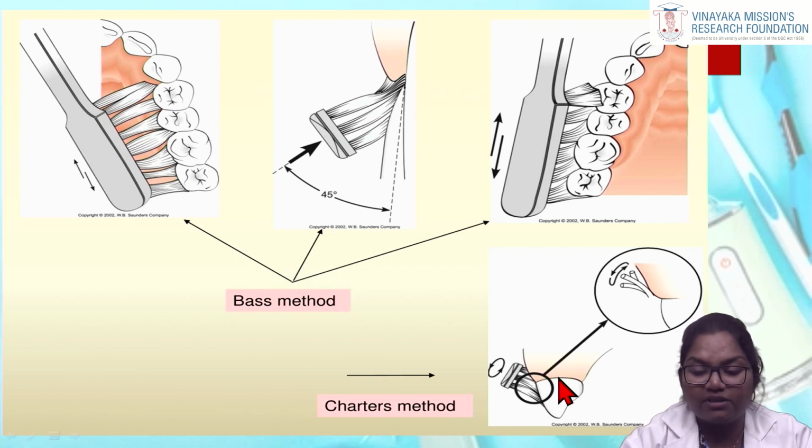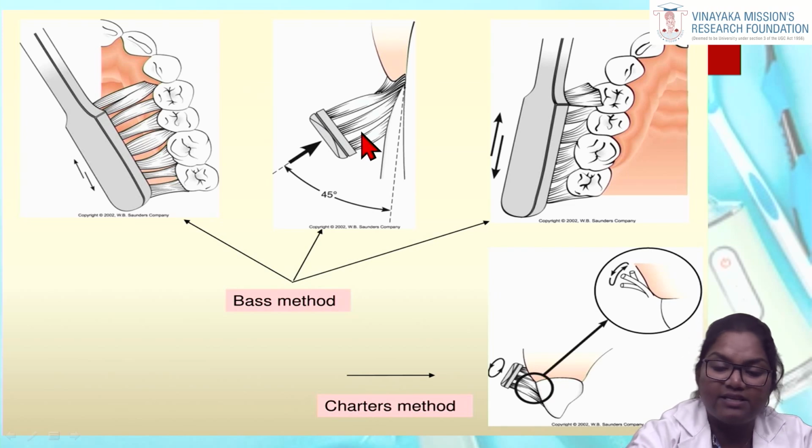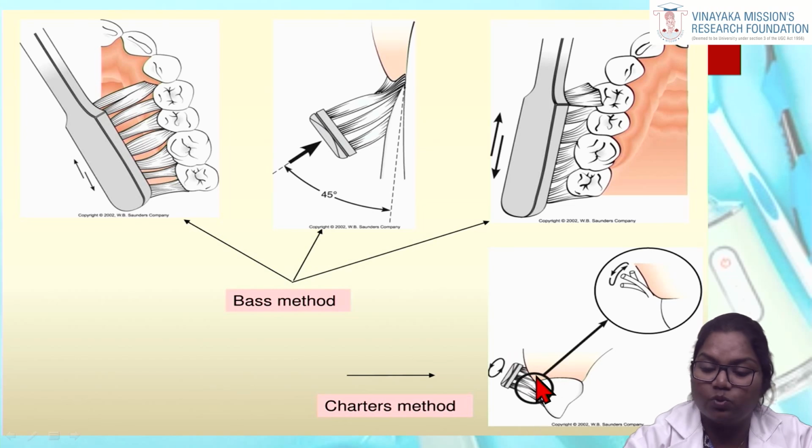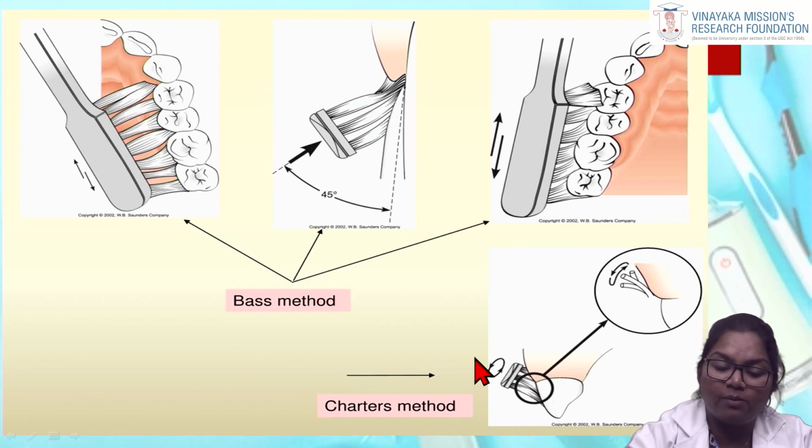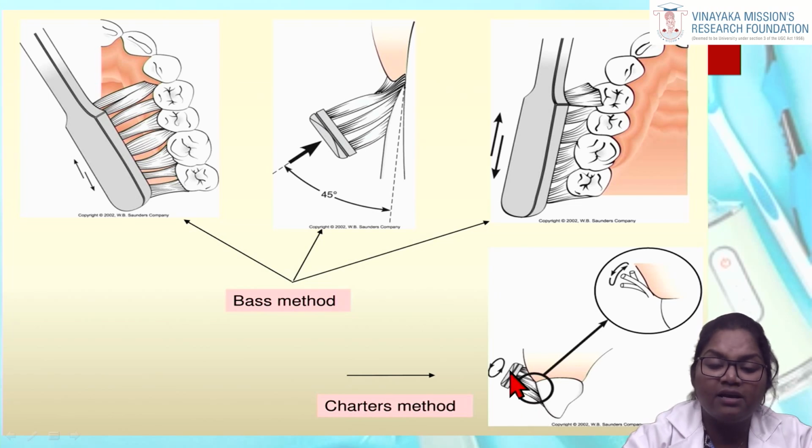In Charter's method, what we see here is that the direction is towards the sulcus. In Charter's method the direction is towards the crown. So, that is the basic difference between the Bass method and the Charter's method, and in both methods it is modified with a sweeping motion.